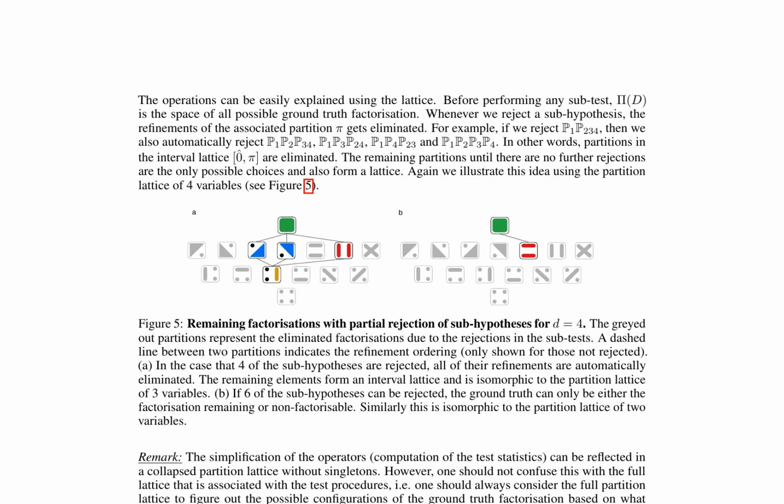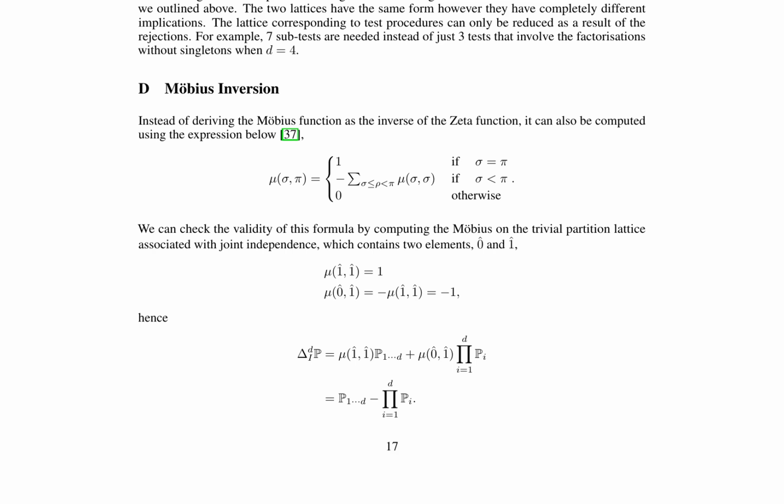For instance, rejecting P1 P2 3 4 automatically rejects P1 P2 P3 4, P1 P3 P2 4, P1 P4 P2 3, and P1 P2 P3 P4. The remaining partitions form a lattice, which can be simplified by collapsing singletons, yielding a reduced partition lattice that reflects the simplification of operators. However, this should not be confused with the full lattice associated with the test procedures.